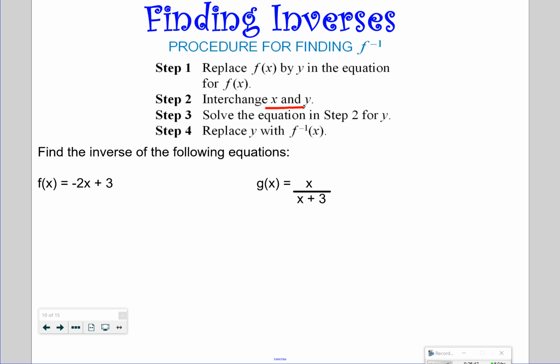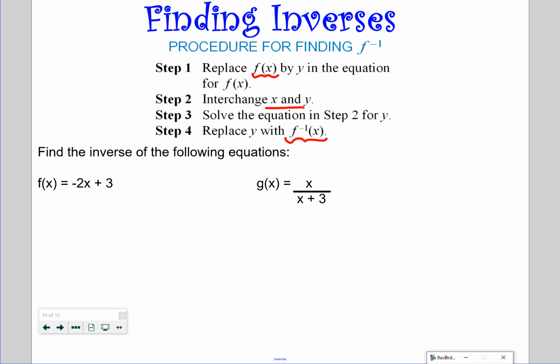In step 3, you're just simplifying. You're going to get y alone in the equation. And then at the very end, instead of y, we're going to replace y with our function notation. So if it starts as a function f of x, we're going to replace it with f of x with that little minus 1 as an exponent between the f and the parentheses to show our inverse notation. So let's try the first one.